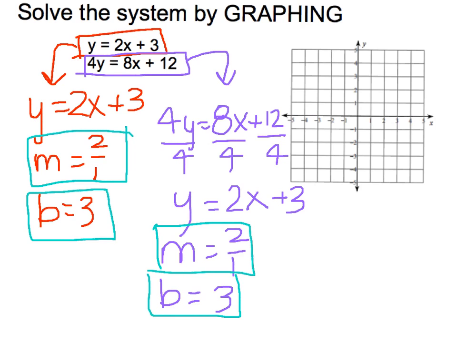That should look strangely familiar. So both of these equations have the same slope and the same y-intercept. What that means is these two lines will graph exactly the same. So there will not be two separate lines. You'll only see one when you graph.